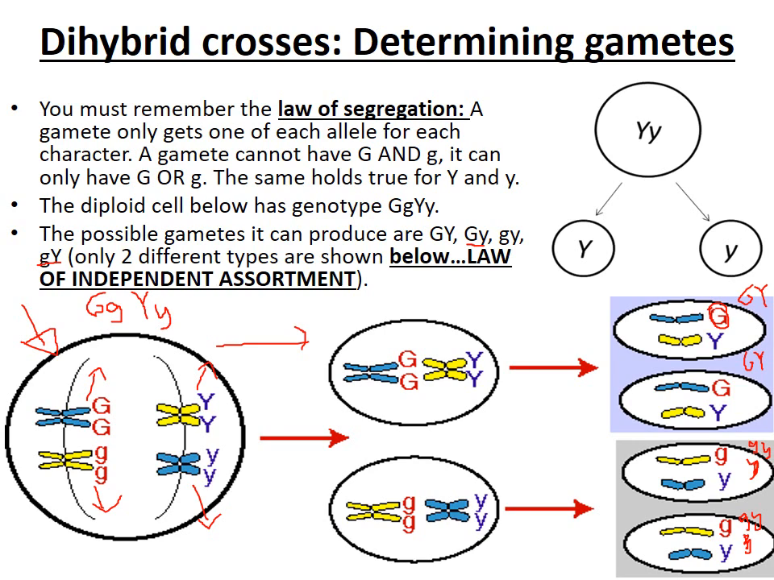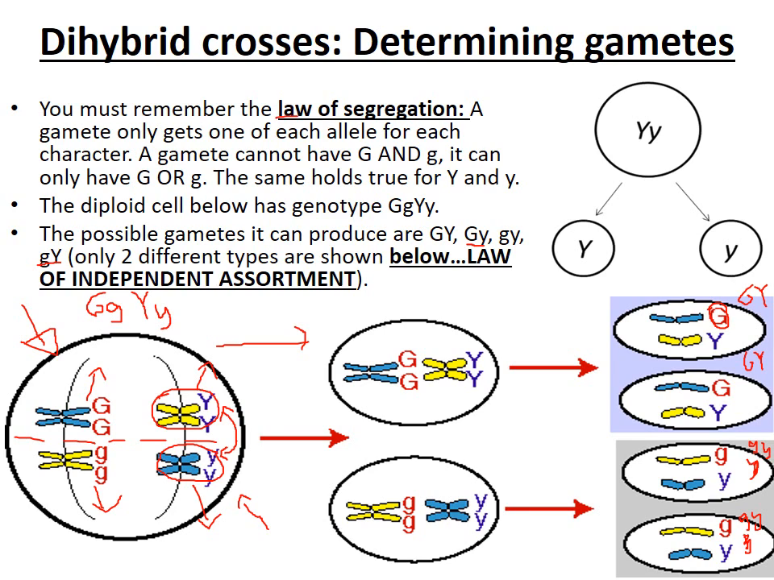And you probably guessed it, based on this picture, on this metaphase plate, you could have had a different arrangement. Instead of having all the big letters on one side, I could have put this big Y over here and this little y over here. So the little y would have gone with the big G, and the big Y would have gone with the little g, and that would have given us our other set of gametes. So there's two things that we're seeing here again.